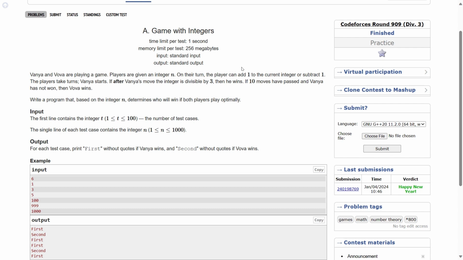So we have a move which consists of adding 1 or subtracting 1 from an integer n. If after Vanya's move the integer is divisible by 3, then he wins. If 10 moves have passed and Vanya has not won, then Vova wins. Write a program that, based on the integer, determines who will win if both players play optimally.